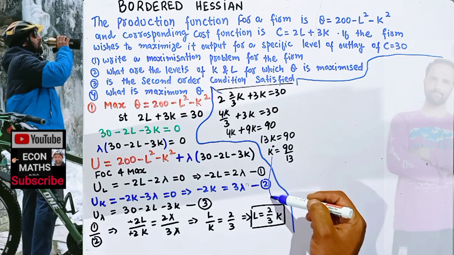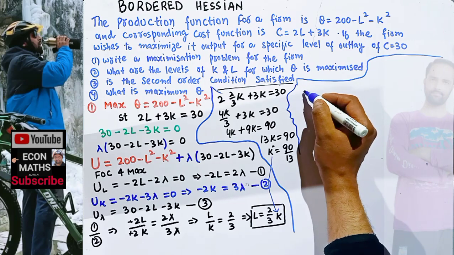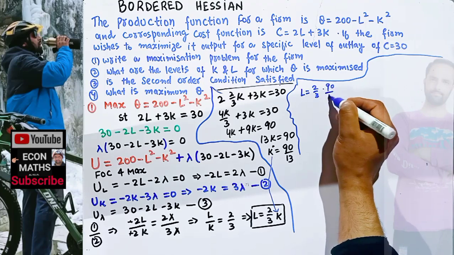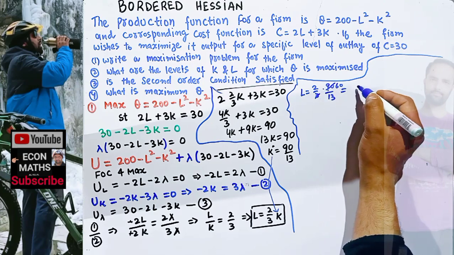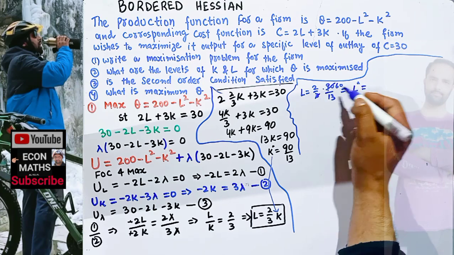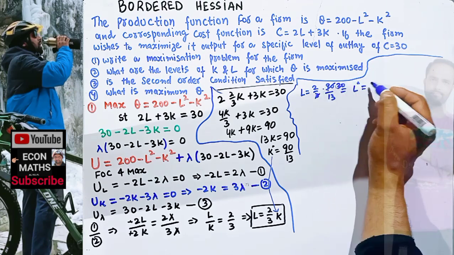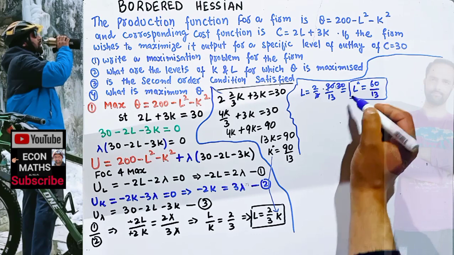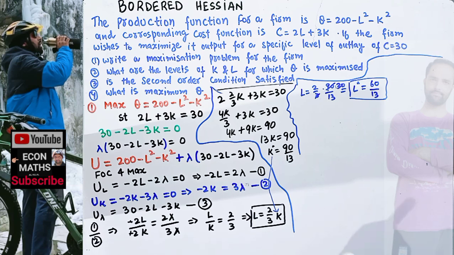Let us plug in the value of K, so our L will be equal to 2 upon 3 times 90 upon 13. 3 30s are 90, so 30 into 2 is 60 upon 13. The optimal value of labor is 60 upon 13. We got the values of L and K for which Q is maximized. Now the third part tells us whether the second order condition is satisfied.